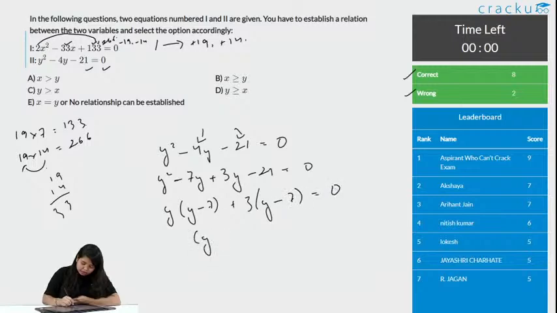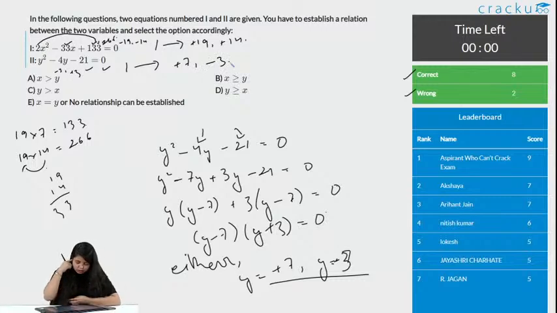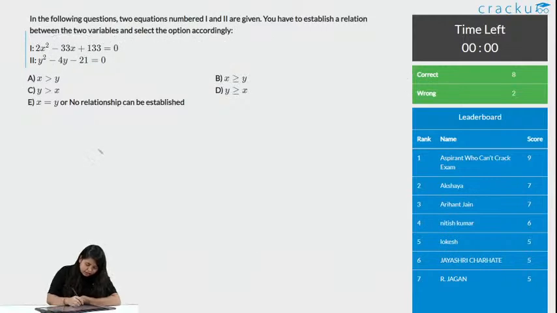So, again you have y minus 7 and y plus 3 is equal to 0. So, either y is equal to plus 7 or y is equal to minus 3. So, similarly, the values here are minus 7 and plus 3. So, when you take them this side, you get plus 7 and minus 3. So, you need to compare these values and these values, but before that we have a 2 here, we need to divide this by 2. So, what we get, let me clear everything and write the values again.